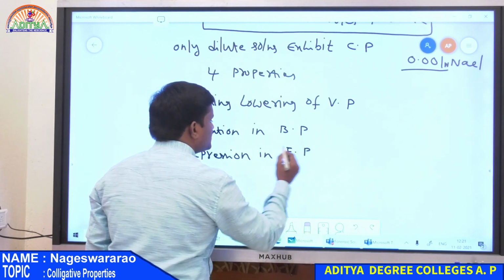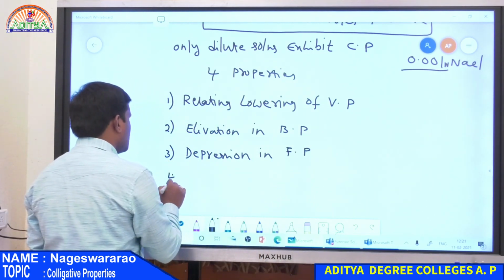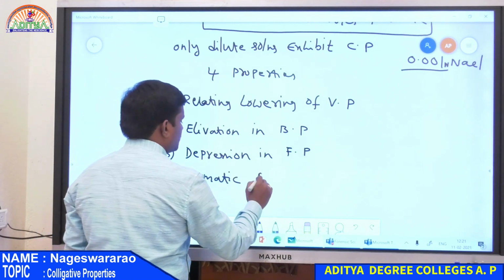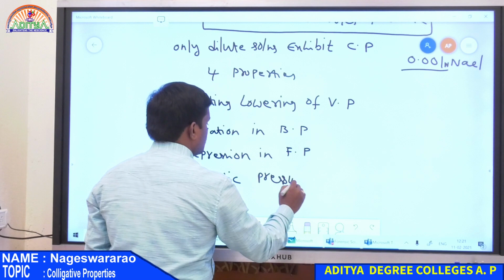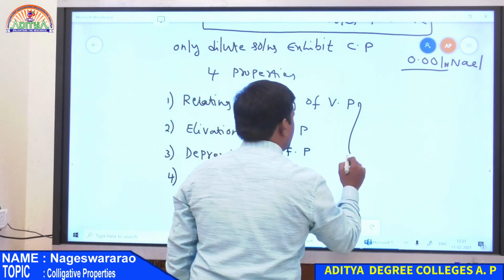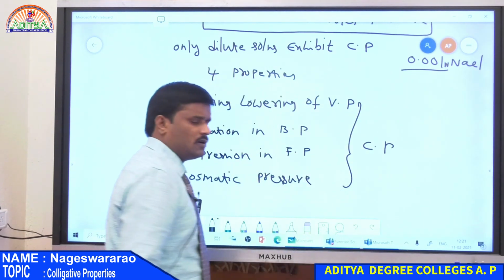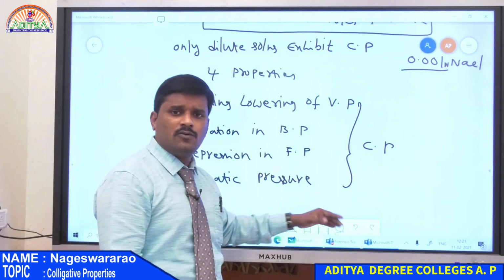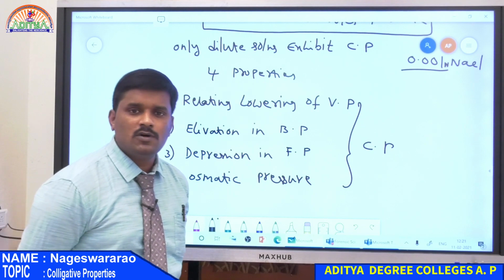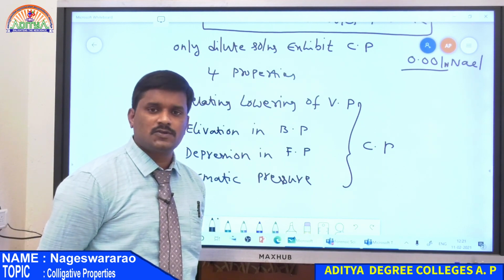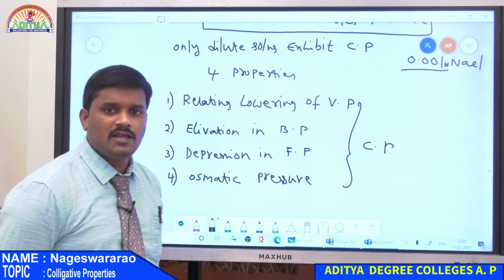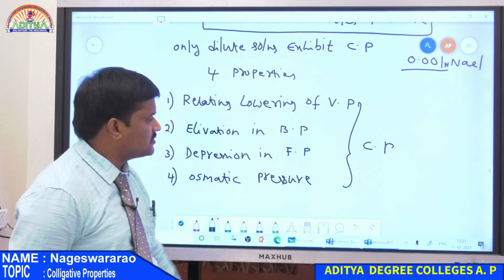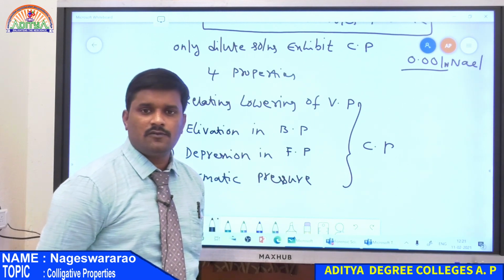Depression in freezing point. And the fourth one is osmotic pressure. So all these are colligative properties. It means all these properties only depend on the number of moles of solute present in that dilute solution. They do not depend on the nature, and do not depend on the number of moles of solvent. It only depends on the number of moles of solute.